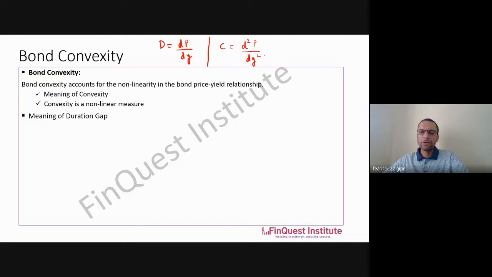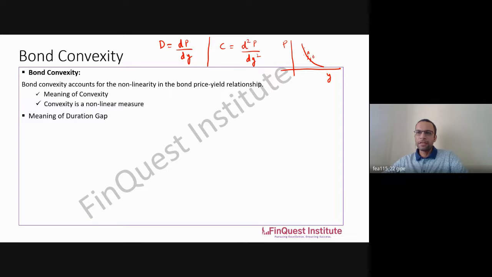When it's a second order derivative, the advantage or flexibility which convexity has is it understands the curvature which is there in a price versus yield chart. So a typical price versus yield relationship, we are aware it is something like this. And for duration, like we discussed the last time, we look at a very small change in yield so that we maintain the linearity between, let's say, points A and B.